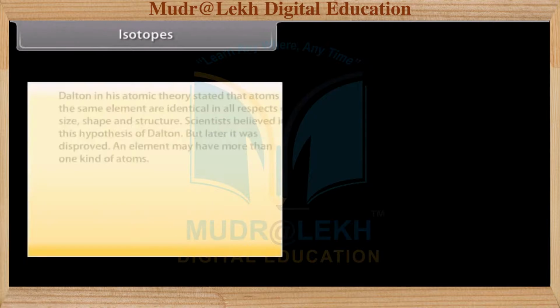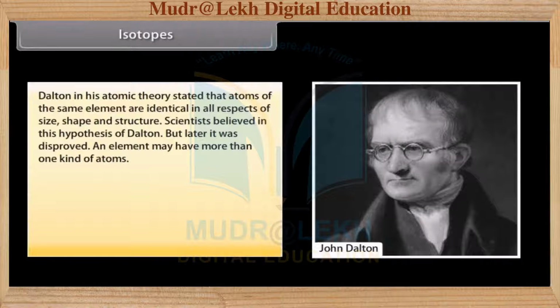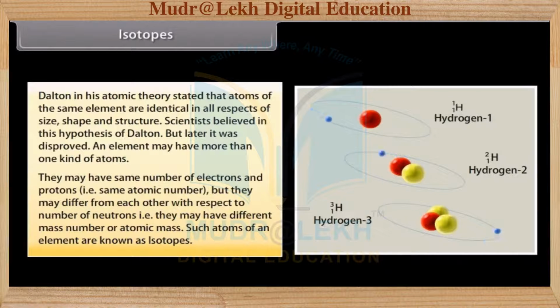Isotopes. Dalton in his atomic theory stated that atoms of the same element are identical in all respects of size, shape, and structure. Scientists believed in this hypothesis of Dalton, but later it was disproved. An element may have more than one kind of atoms. They may have the same number of electrons and protons, that is, the same atomic number, but they may differ from each other with respect to number of neutrons, that is, they may have different mass number or atomic mass. Such atoms of an element are known as isotopes.